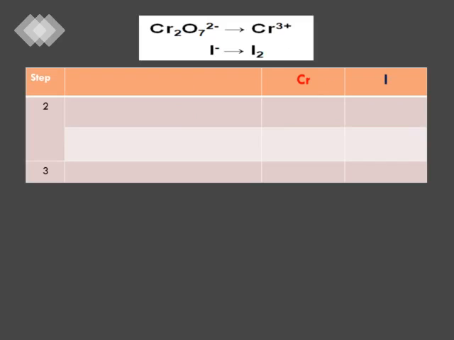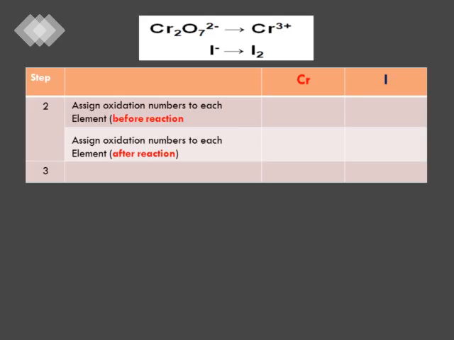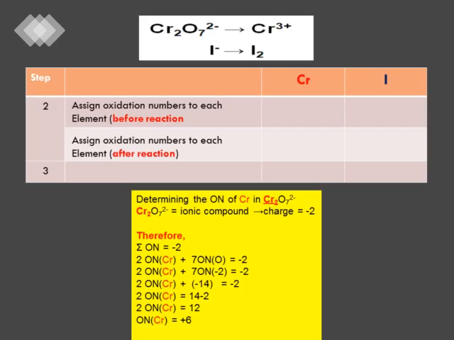Then, we determine the oxidation number for both chromium and iodine before and after reaction. The oxidation number for chromium before the reaction is calculated following the rules given, and we get positive 6. And the oxidation number of chromium after the reaction is equal to its charge, which is positive 3. For iodine, we know that its charge before reaction is negative 1 and 0 after the reaction. Therefore, the oxidation number for iodine is negative 1 before the reaction and 0 after the reaction.